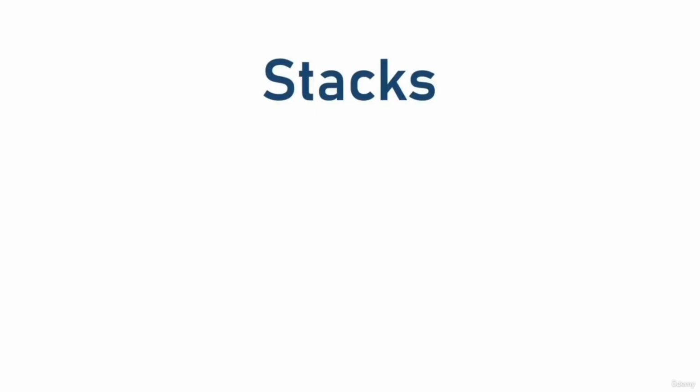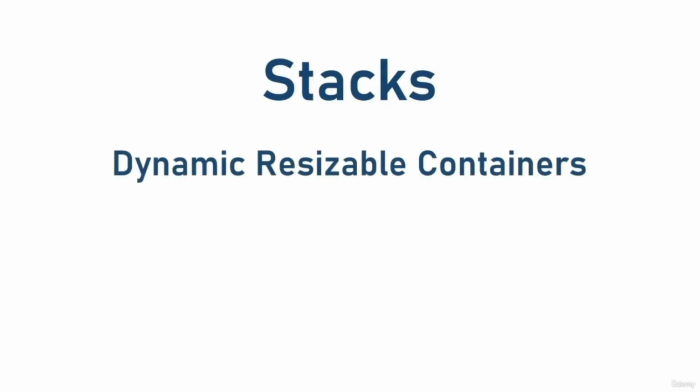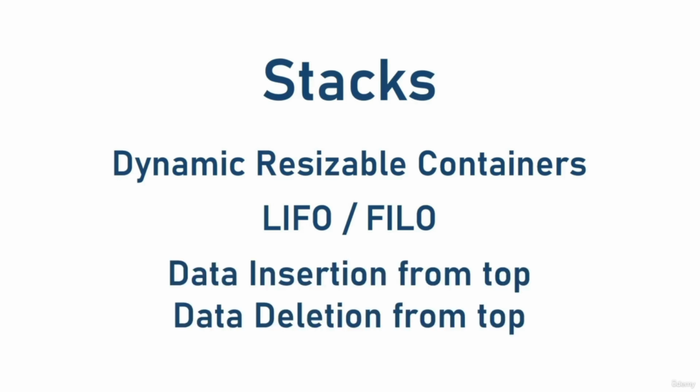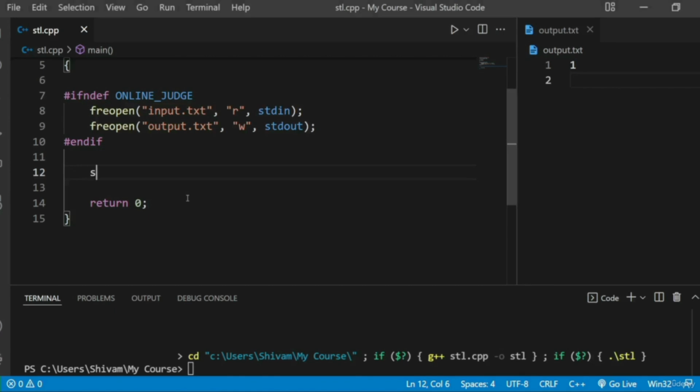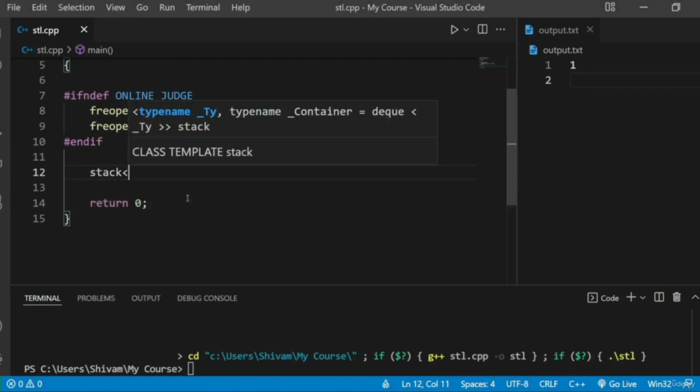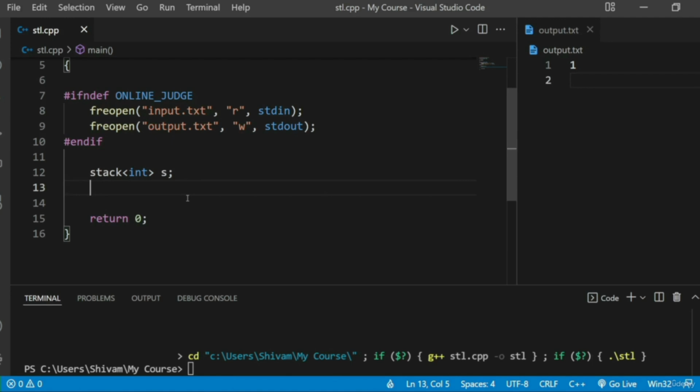The next data structure we are going to discuss is stacks. They are also dynamic resizable container adapters, and they follow LIFO or FILO rule. That is last in first out or first in last out rule. That means the element which is inserted first needs to be removed at last. The element insertion and deletion in stacks is done from the top itself. In other words, stack is considered as a vertical array. The declaration of stack is also same. We write stack, angle bracket, and then data type, and we give it a name.